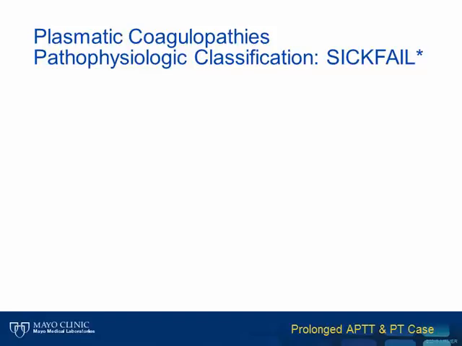There are 8 general categories of causes of prolonged clotting time test results that can be recalled with the mnemonic SICKFAIL. Spurious. There are many conditions that are very common pre-analytical causes of abnormal coagulation testing results, and the next slide will focus on this category. Inhibitors are also common and include specific inhibitors against a coagulation factor, nonspecific inhibitors such as a lupus anticoagulant, and global inhibitors such as heparin or direct-acting anticoagulants.